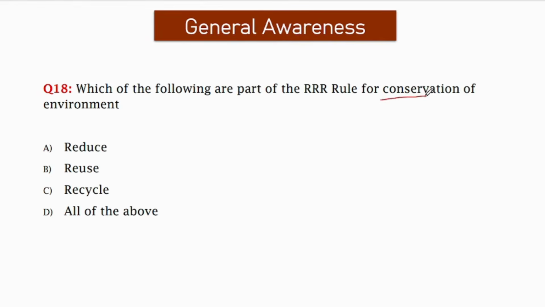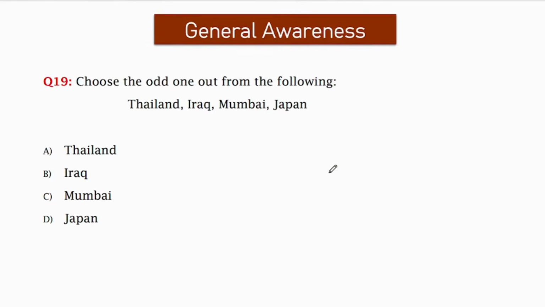All right, so in conservation of environment concept, the RRR rule stands for reduce, reuse, and recycle. So the right option is option D, all of the above. Okay, so moving on to the next question. You have to choose the odd one out from the following: Thailand, Iraq, Mumbai, or Japan, right? So out of these four options you have been given, you need to find out the odd one out, and your time starts now.